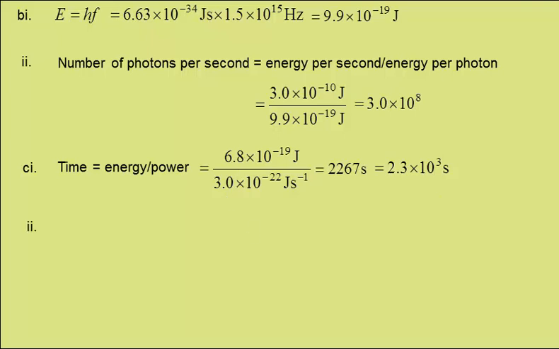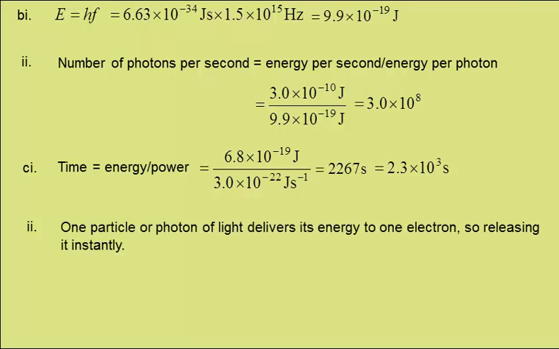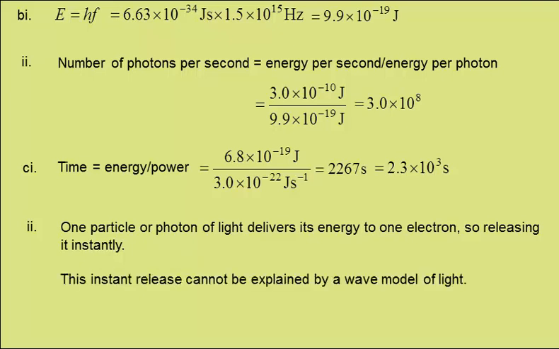In part 2, we're told that in practice the time delay found previously does not occur. We need to explain how this experimental evidence was used to define the particle model for the behaviour of light. Well, one particle or photon of light delivers its energy to one electron, and this releases it instantly. This instant release cannot be explained by the wave model of light.